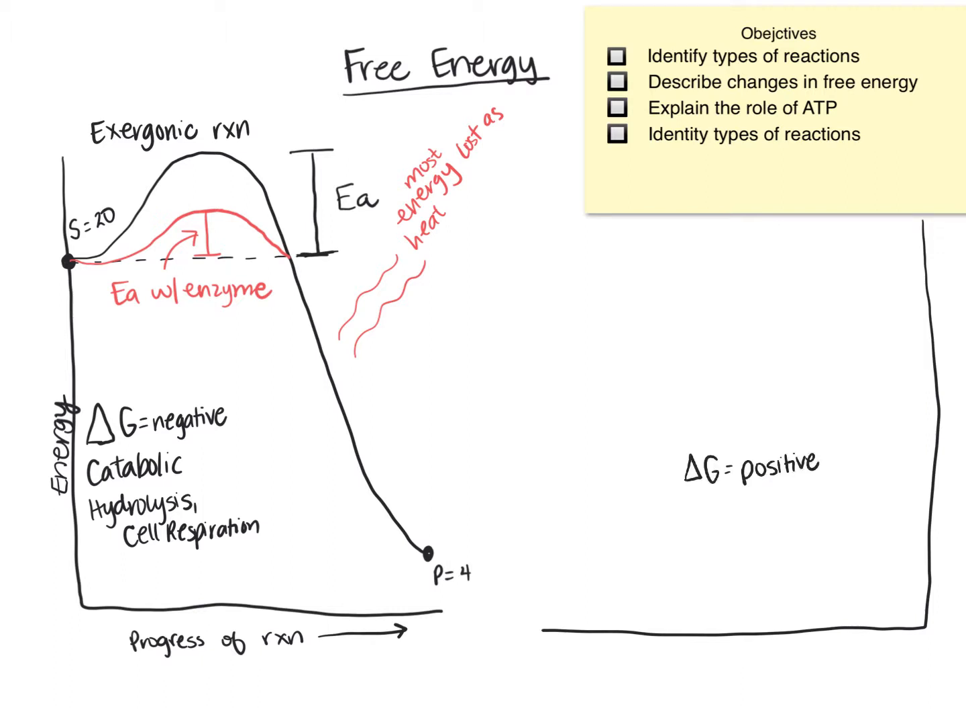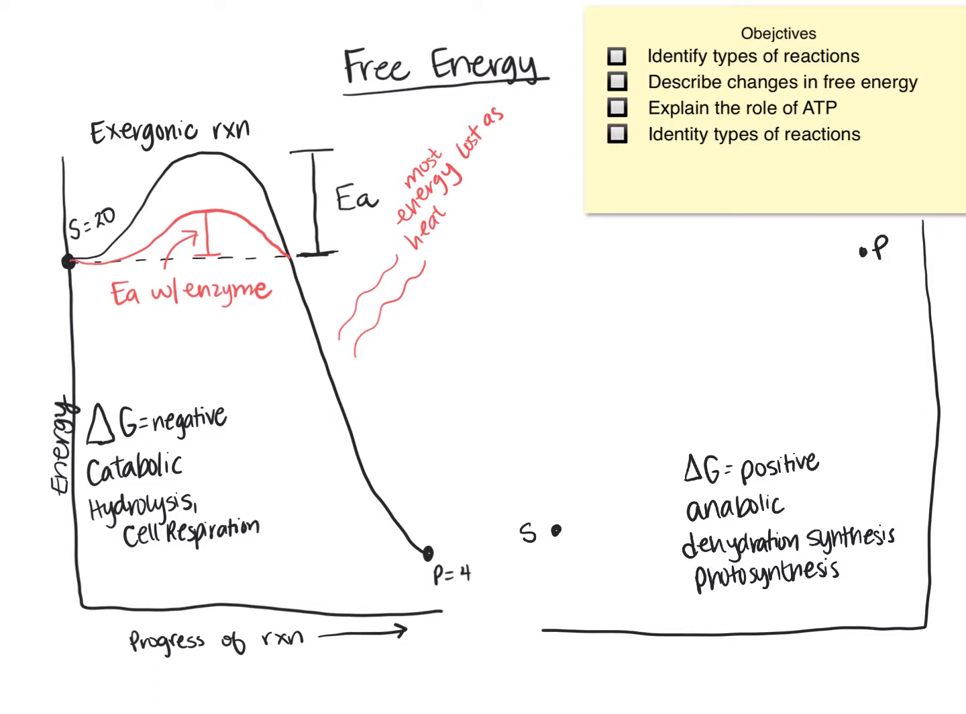Since exergonic reactions are using catabolic enzymes, endergonic reactions are going to use anabolic enzymes. And so the opposite of hydrolysis is going to be dehydration synthesis. And we're going to look at how photosynthesis is another example. In exergonic reactions, the substrates contain more energy than the product. That means that in endergonic reactions, the substrates are going to contain less energy than the product. So we're going to put our substrates down here, and the product is going to be up here.